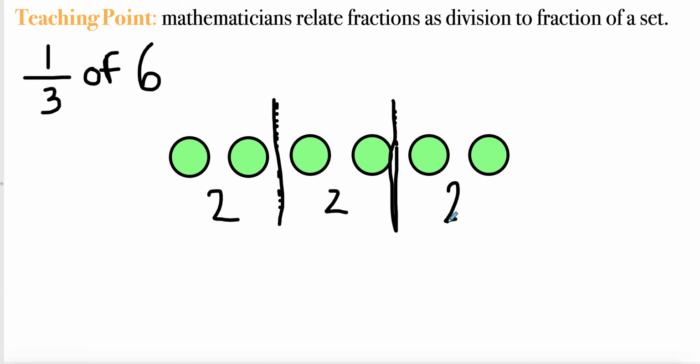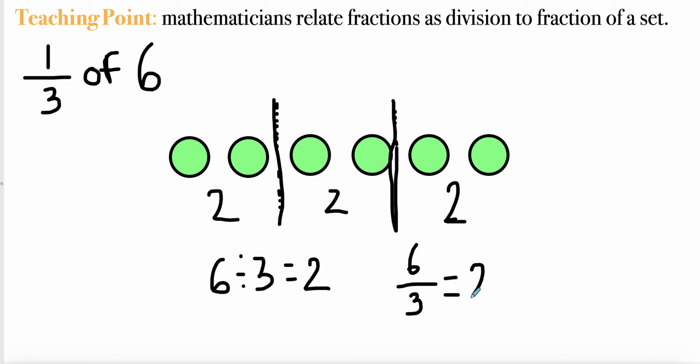So what I just did was I did 6 divided by 3 to get 2. And when we learned about fractions as division, we learned that I could write that as 6/3 equals 2. So I could say that 1/3 of 6 is 2.